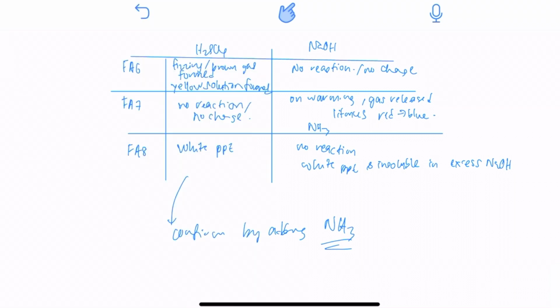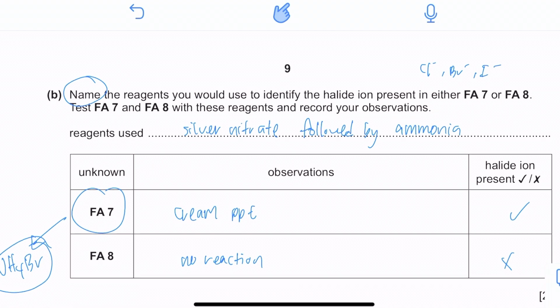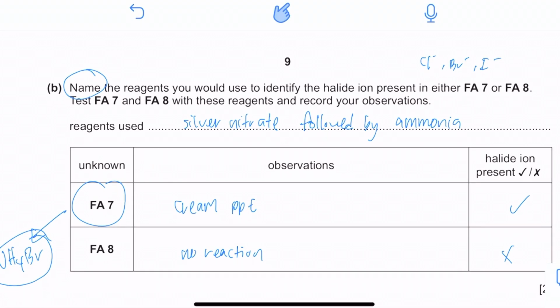From this test, we can make 2 conclusions. Fa7 contains ammonium ion because it releases ammonia gas when reacted with sodium hydroxide. And we can also conclude that Fa8 contains barium ions because it gives the white precipitate when reacted with sulfuric acid. The halide ions in Fa7 and Fa8 can be tested by using silver nitrate solution followed by ammonia solution.